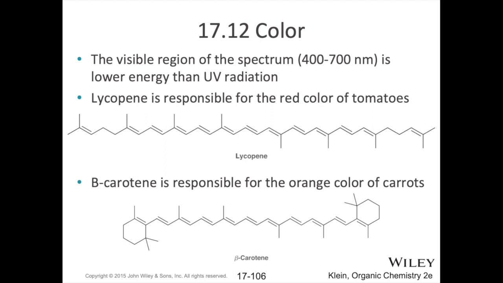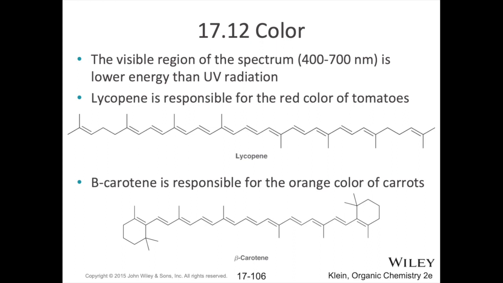For example, lycopene, right? Lycopene is the pigment that's responsible for the red color you see in tomatoes. If you look at lycopene, you can see that we have, of course, this huge conjugated pi system over here. That's what absorbs a particular part of visible light and causes the more red light to reach your eye and make the tomatoes appear to be red.